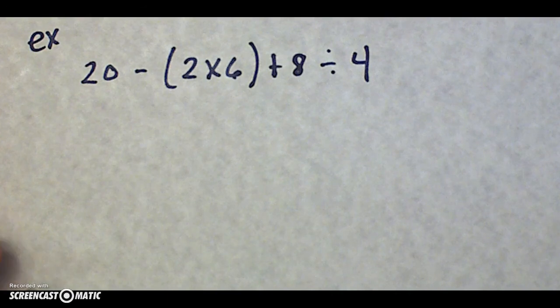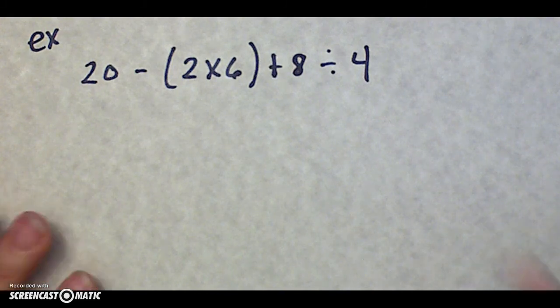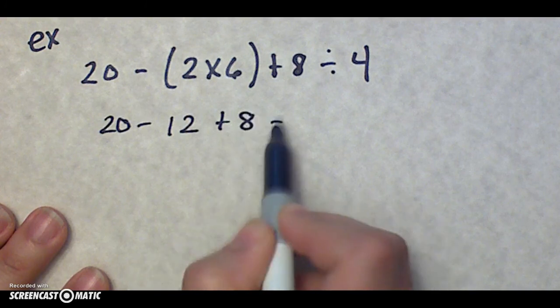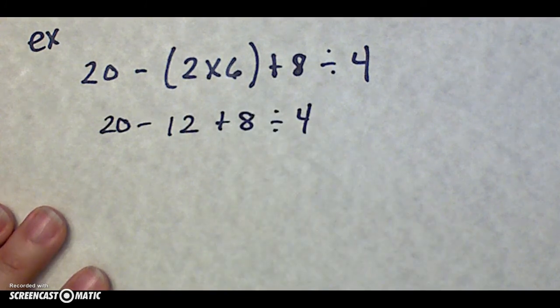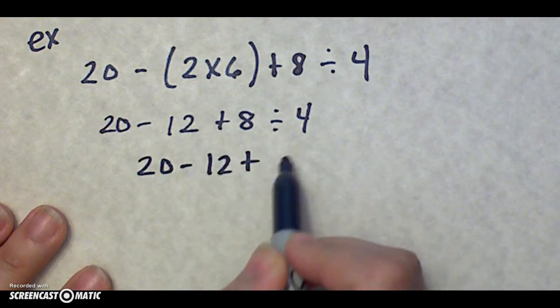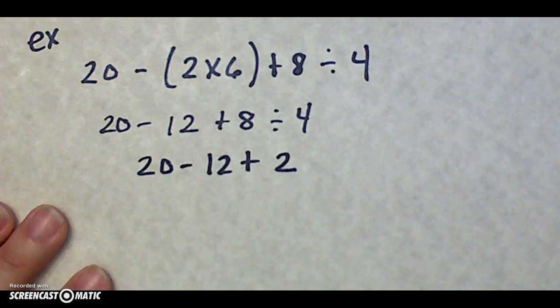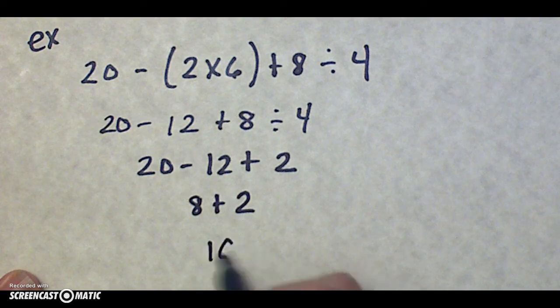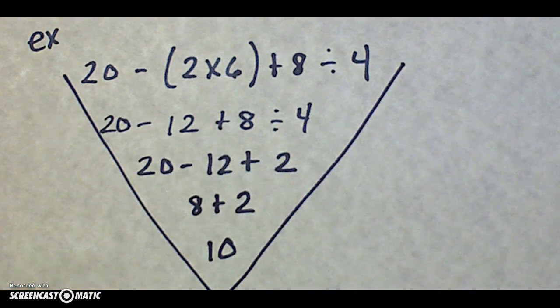Let's try another example. So 20 minus 2 times 6 plus 8 divided by 4. First step is parentheses. So I see parentheses. I'm going to bring this down. 20 minus 2 times 6, which is 12, plus 8 divided by 4. Next is exponents, and I don't see exponents in this problem. Okay, fine. So now I have to solve any multiplication or division in order from left to right. I only have division in the problem. So I can bring all that down, 20 minus 12 plus 8 divided by 4 is 2. Lastly, I have to add and subtract in order from left to right. 20 minus 12 is 8, plus 2 is 10. Taco chip. Circle my answer.